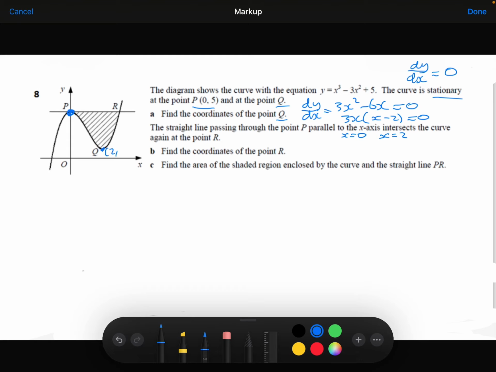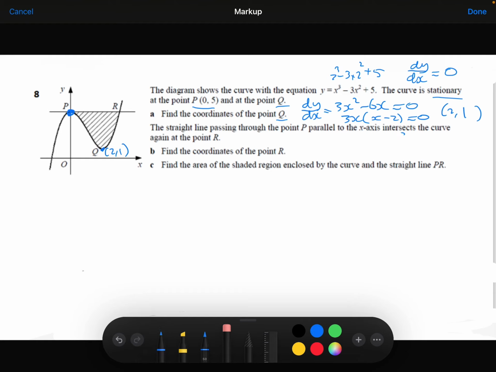All I need to do now is to work out the y coordinate. So if I substitute 2 into this equation here, so 2 cubed minus 3 times 2 squared plus 5, so 8 minus 12 plus 5 is 1. So that's the coordinate Q. That's part A of this question.